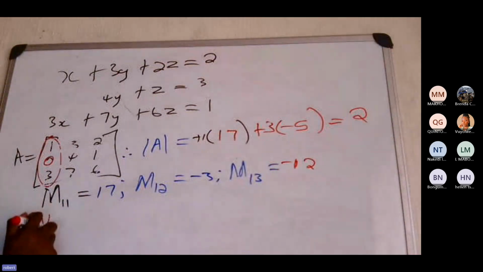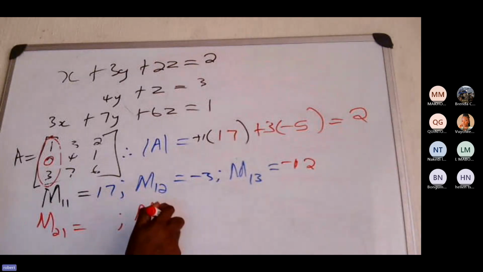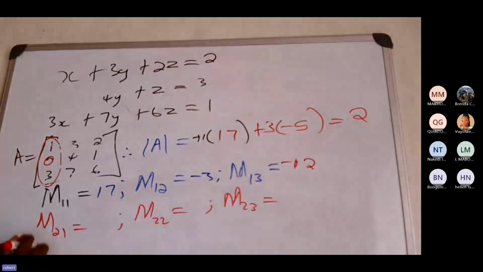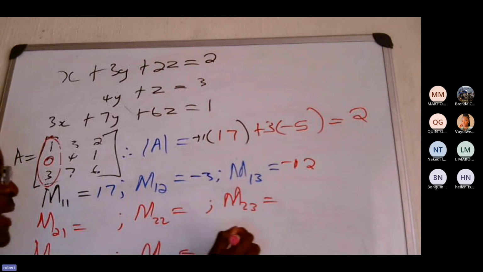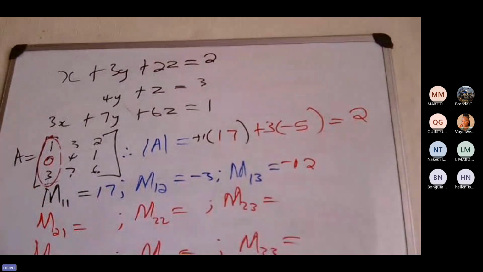Then from there it will now be what? M21, M22, M23. Then from there it will now be M31, M32, M33. Then from there, get the cofactor matrix now. Not the coefficient matrix, the cofactor matrix. So what is M21? Let's tell us the answer now.